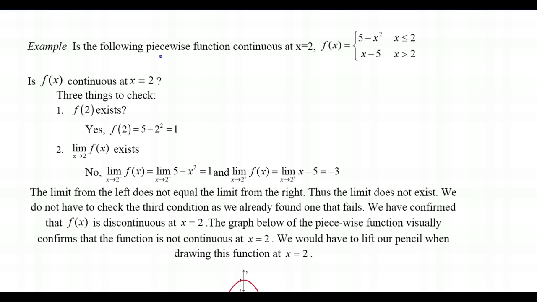So the question is, is the following piecewise function continuous at x equals 2? The piecewise function is 5 minus x squared when x is less than or equal to 2, and x minus 5 when x is greater than 2. So we don't know yet that it's discontinuous. We're going to have to show that. We're going to have to try to determine if it is continuous at 2, and then find an error in one of the 3 parts we need to check.